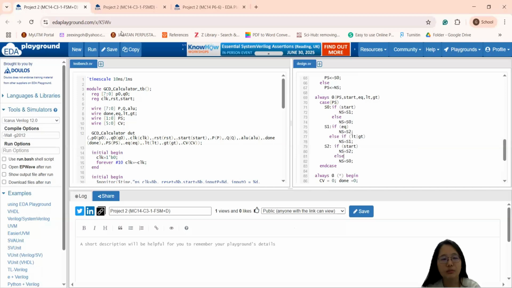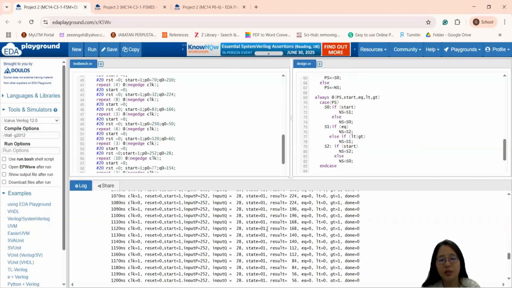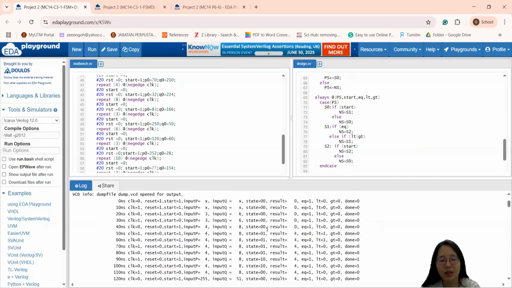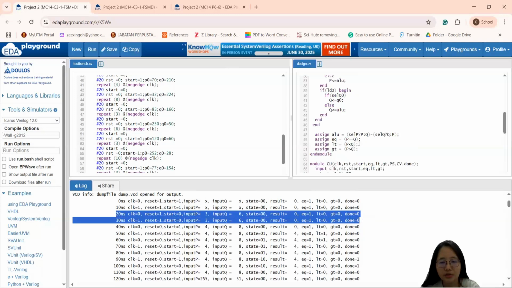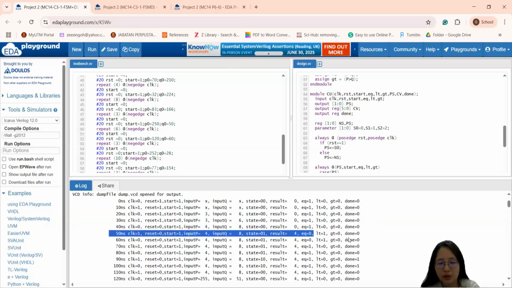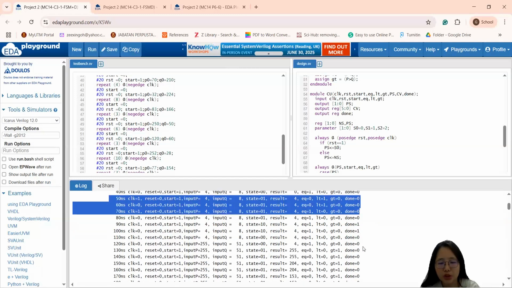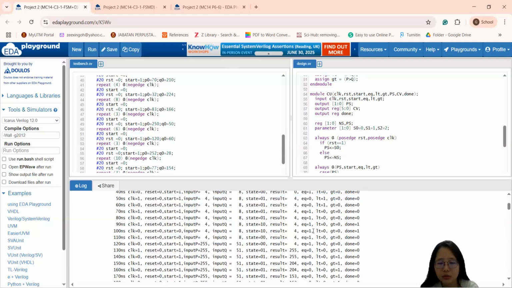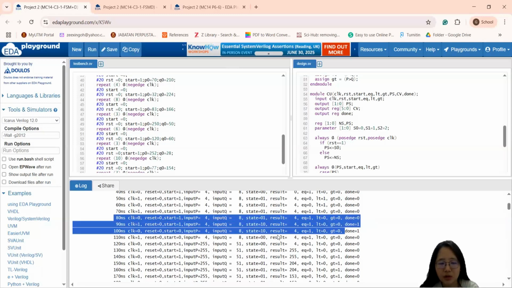So I will do the simulation. This one is the test bench. The GCD calculator calculates the greatest common divisor. Firstly, when start equal to 0, I will remain at the same state. When start equal to 1, I will go to step 1. It will calculate until it gets the same value, which is P equal to Q. When EQ equal to 1, done will get 1, and then I'm in step 2. At step 2, I will get the result and done equal to 1.